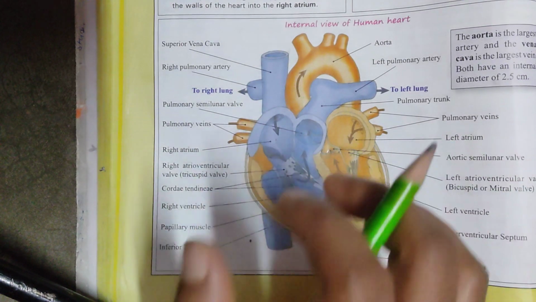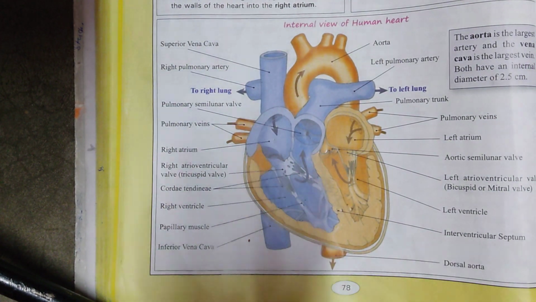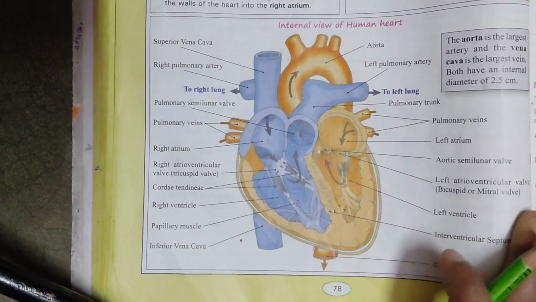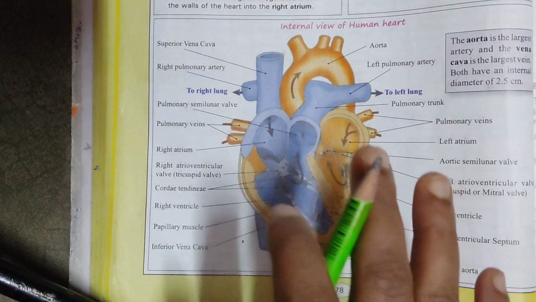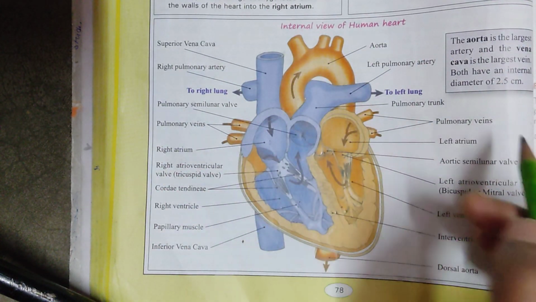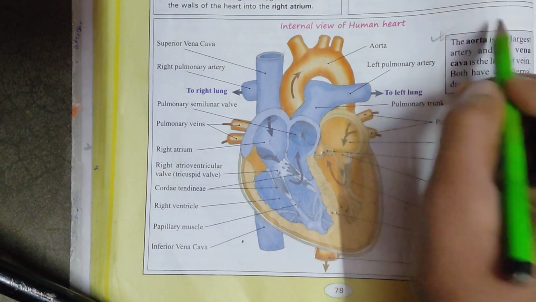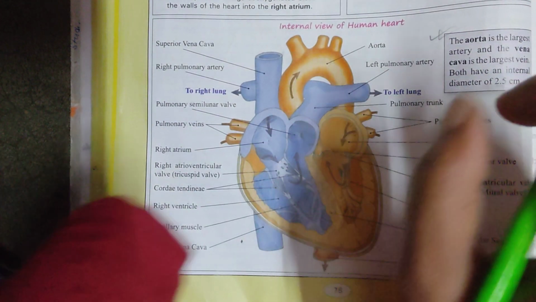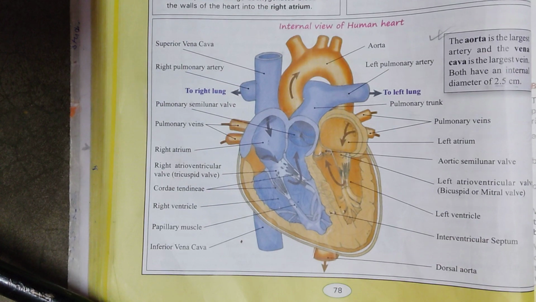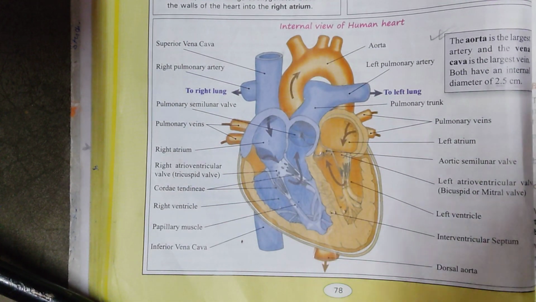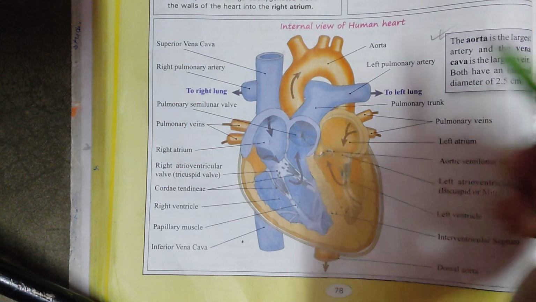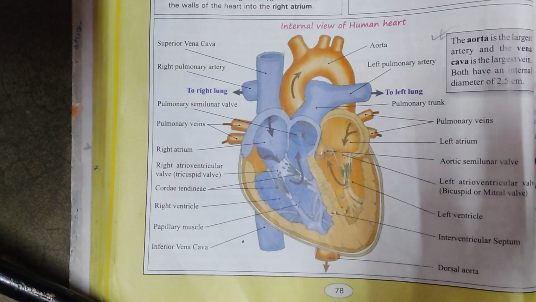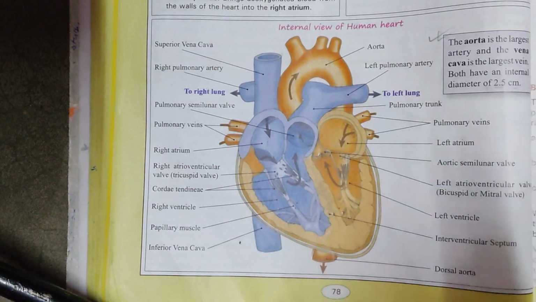Now see, we all should remember that the aorta is the largest artery and the vena cava is the largest vein. Both have a diameter of approximately 2.5 centimeters. This portion is very important. This comes in all the exams: which is the largest artery? This is the aorta. Very important. And which is the largest vein? We can say the vena cava.